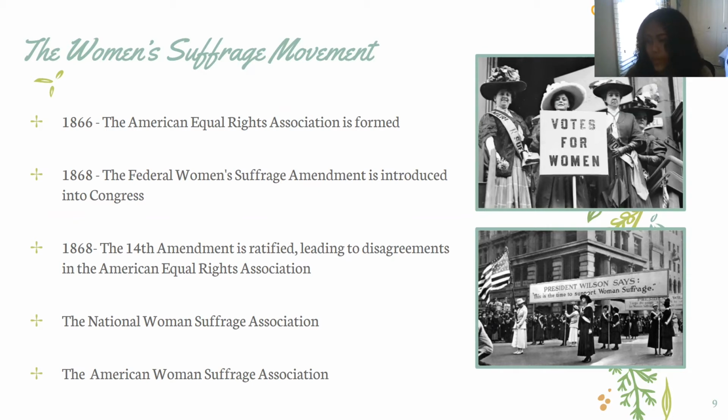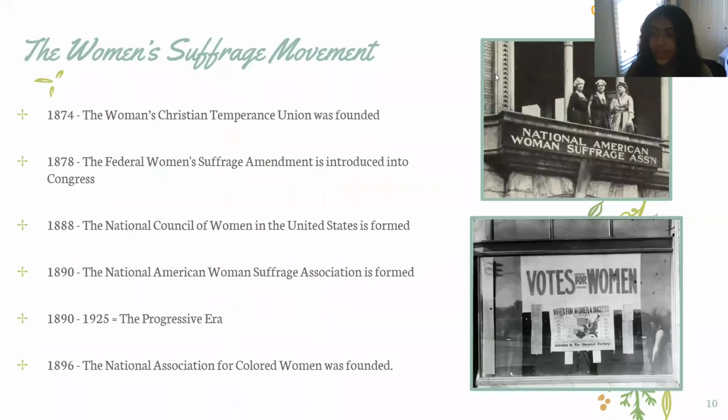Another group of women's suffrage activists, including Lucy Stone and Henry Blackwell and others, founded the American Women's Suffrage Association in 1874 to fight for women's rights on a state level. In 1878, a very large step was taken as the Federal Women's Suffrage Amendment was presented to Congress. 4 years later, the National Council of Women in the United States was formed in 1888 to help promote advancements of women in the U.S.